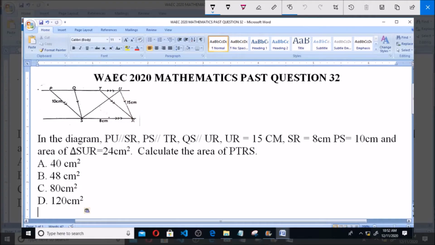I will be answering WAEC 2020 Mathematics Past Question 32. In the diagram, line PU and line SR are parallel. Look at it, line PU and line SR are parallel lines. PS is also parallel to TR. Line PS is also parallel to line TR.